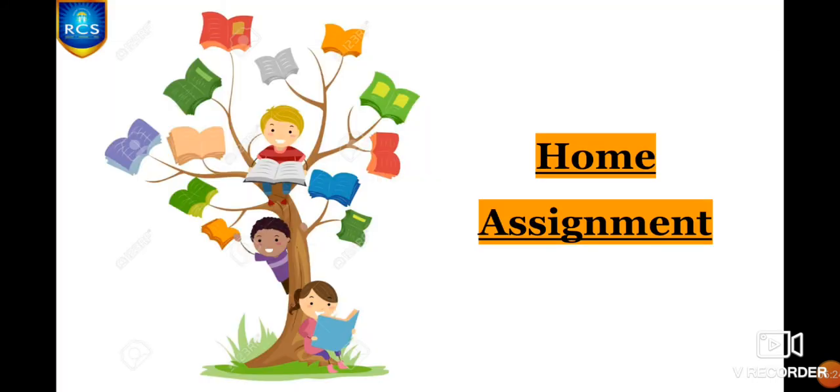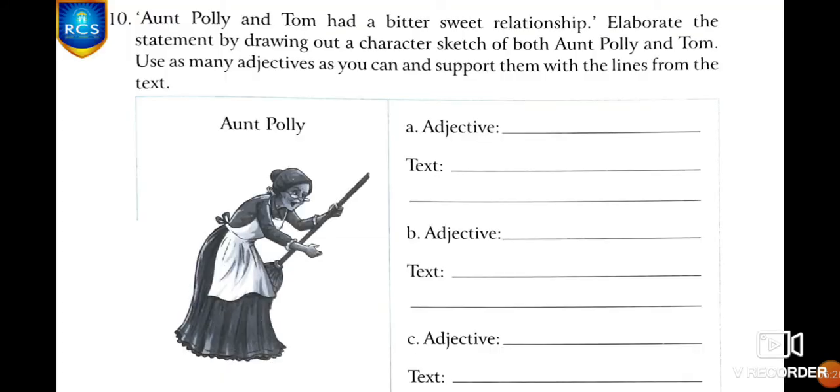And let me tell you the home assignment for today's session. Children, question number 10 in your workbook. Aunt Polly and Tom had a bittersweet relationship. Elaborate the statement by drawing out a character sketch of both Aunt Polly and Tom. Use as many adjectives as you can and support them with the lines from the text.